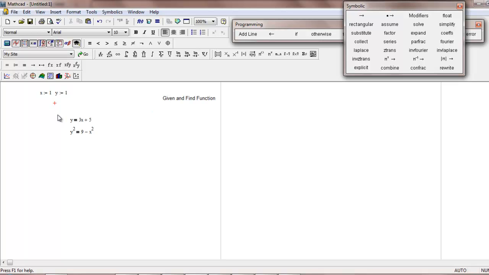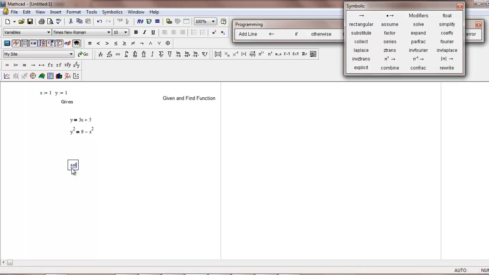Now we start the Given and Find block. The Given keyword denotes the start of the block. After the guess values and the Given keyword, you have the set of equations. Now the end of the block, as simple as that, you have to find the solution of these two equations.